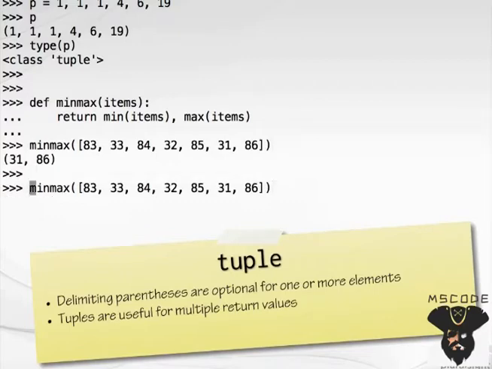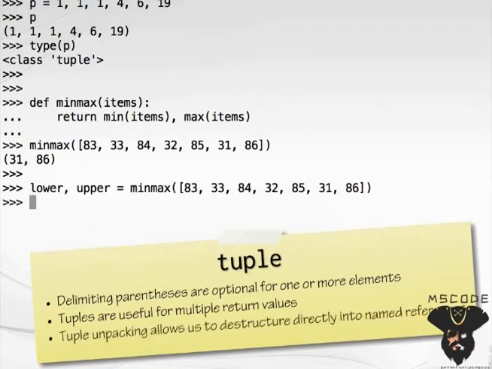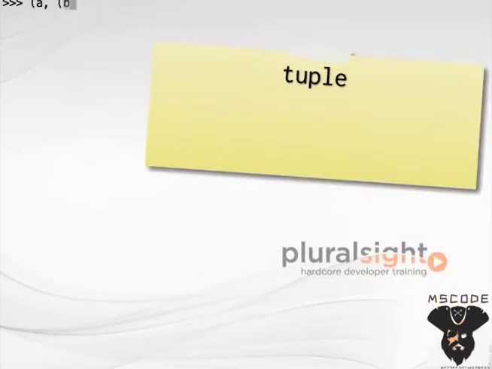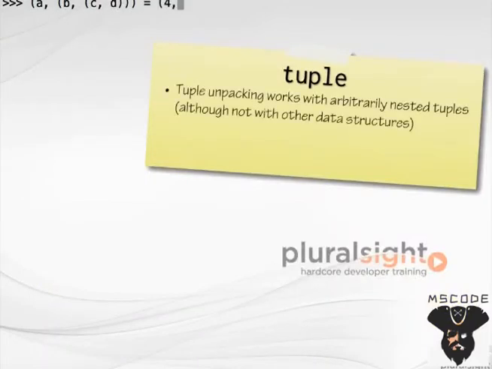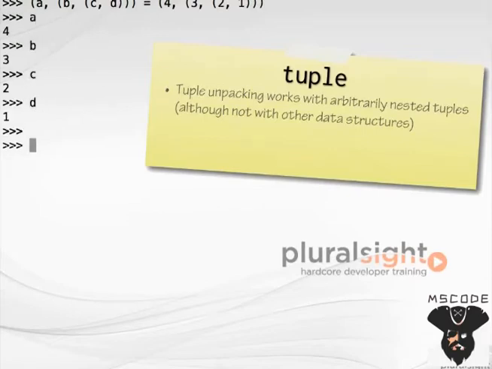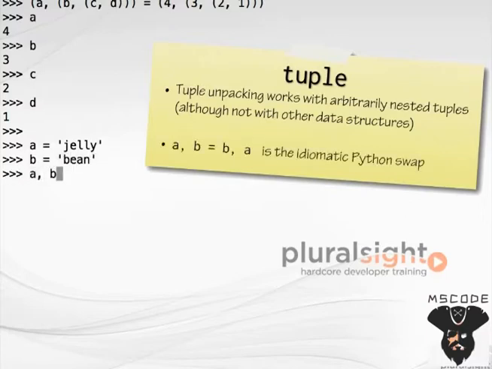Returning multiple values as a tuple is often used in conjunction with a wonderful feature of Python called tuple unpacking. Tuple unpacking is a destructuring operation which allows us to unpack data structures into named references. For example, we can assign the result of our min-max function to two new references like this. Tuple unpacking works with arbitrarily nested tuples, although not with other data structures. This in turn leads to the beautiful Python idiom for swapping two or more variables.